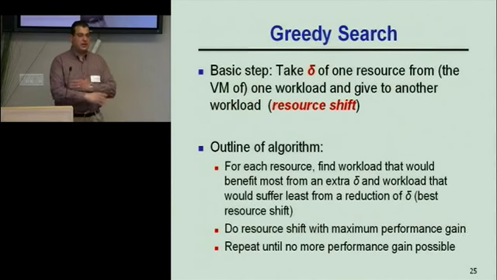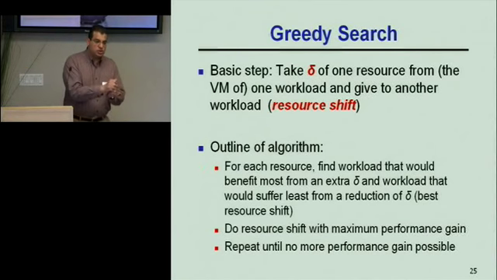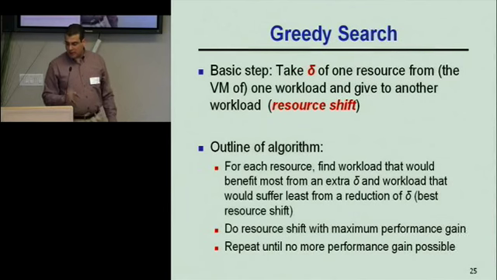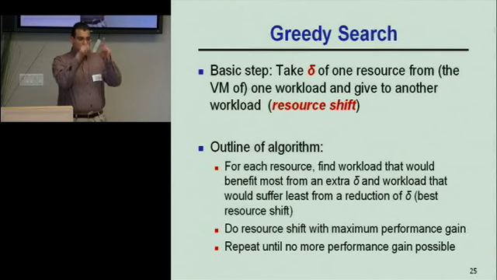We start by giving all of our workloads an equal allocation of resources. And then we try to shift the allocation between workloads. So we take delta units of one resource from one workload and give it to another workload. And we try every possible workload and every possible resource to find the shift that gives us the biggest improvement in performance.